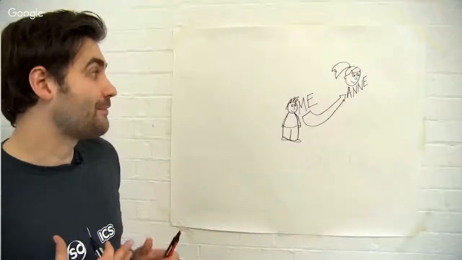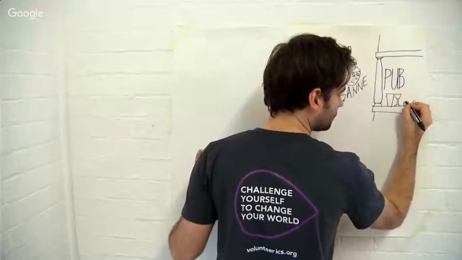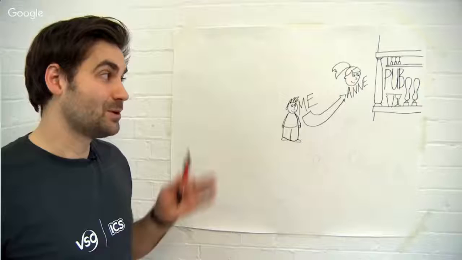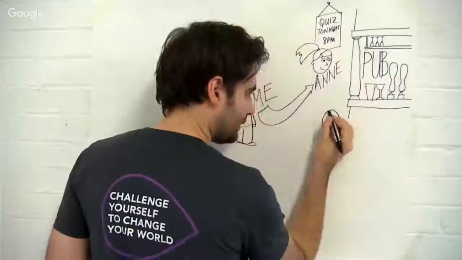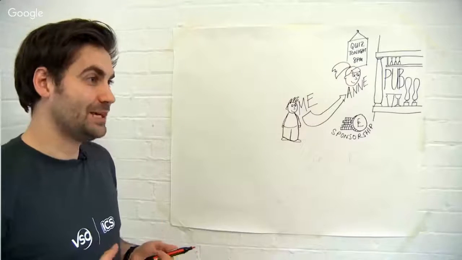So I've chosen my friend Anne, and Anne works in a pub. So I'm going to talk to Anne about whether it's possible for us to run a pub quiz at her pub. But I also think that Anne would probably support me by donating towards my sponsored activities. So I'm going to pop both of those things down as well. So you can carry on doing this with loads of different people. Do it with as many people as you can think of.